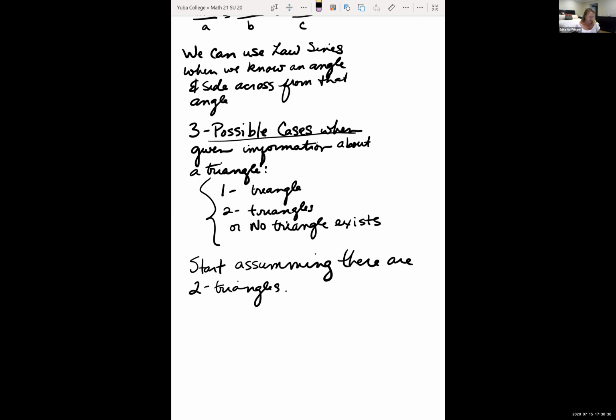Okay, so let's look at an example. Let's say that you're given the following: your angle A is equal to 50 degrees, your angle C is equal to 20 degrees, and your side A is equal to 3. And it wants us to solve the triangle.